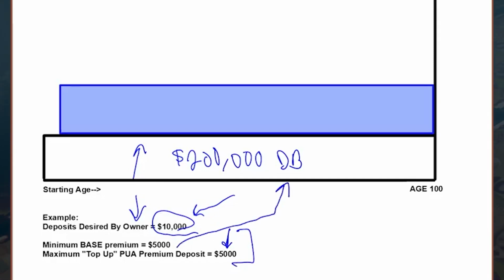Now, out of that, there's a breakdown of that $10,000. 5,000 is the minimum in this case. Again, just keeping the numbers very simple. That's required to get the initial original starting contract value. Okay, so if you're older and you're putting 5,000 in, well, you might not get as much death benefit. If you're younger, you'll get more death benefit.